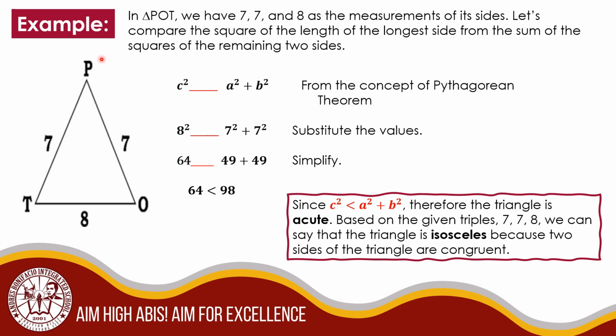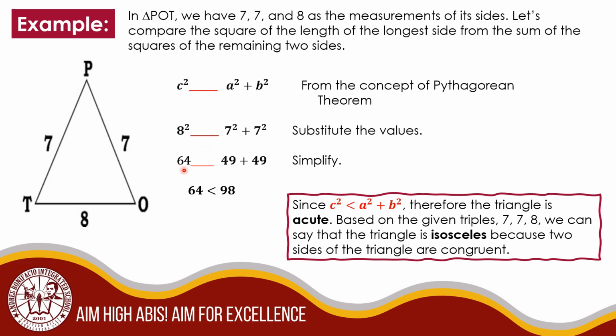From the fourth figure, we have triangle POT, 7, 7, and 8 as the measurements of its sides. So let's compare the square of the length of the longest side with the sum of the squares of the remaining two sides. So from the concept of Pythagorean Theorem, we have C squared blank A squared plus B squared. A will be 7, B will be 7 also, and C is equal to 8. So 8 squared blank, this will be 7 squared plus 7 squared.